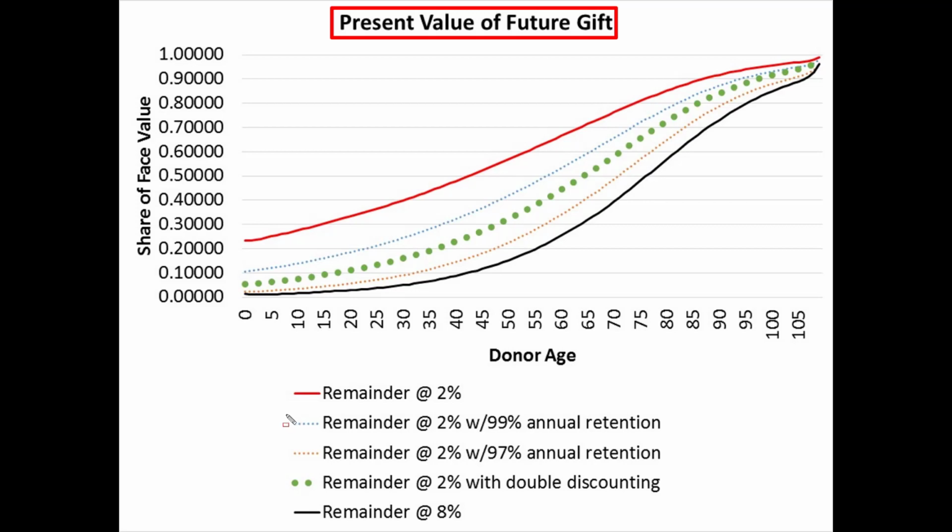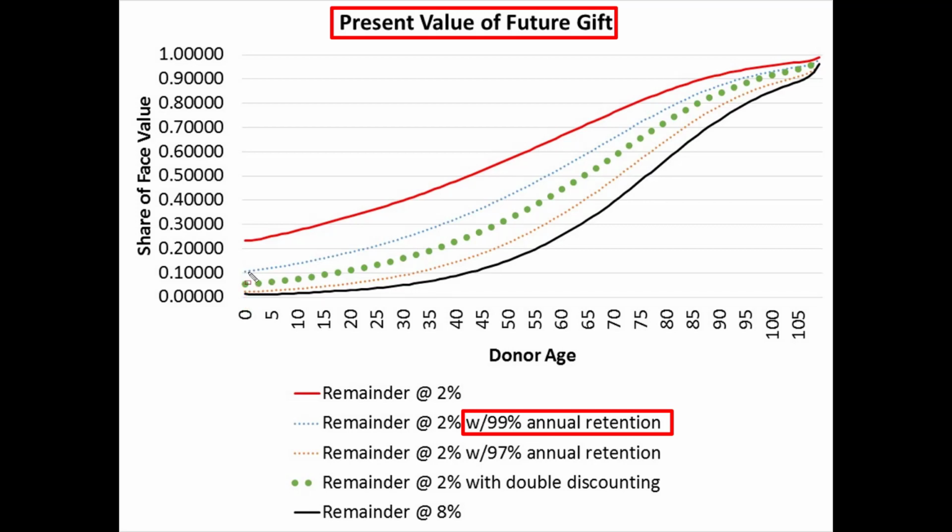You want to say, we're going to estimate the remainder value, the present value of a gift, say a $100,000 gift, at a 2% interest rate. So a 2% AFR, or 2% 75/20 rate. And we're going to assume 99% annual retention. Okay, 99% annual retention means each year you lose 1% of these gifts from revocable plans.